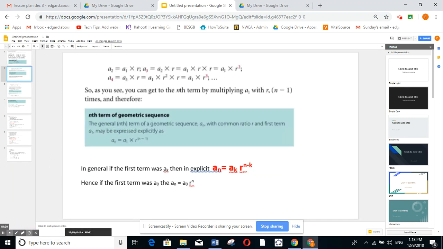So let us go to the explicit form. You can read this one by yourself. What concerns me is the property: any number a_n equals, suppose the first number was a_k, it can be a_0 or a_k, like in arithmetic sequence, a_k times r to the power n minus k. If the first number was a_1, it will be n minus 1. If the first number was a_0, a_n will be a_0 r to the power n. We're going to use this always when they ask about any term we need.